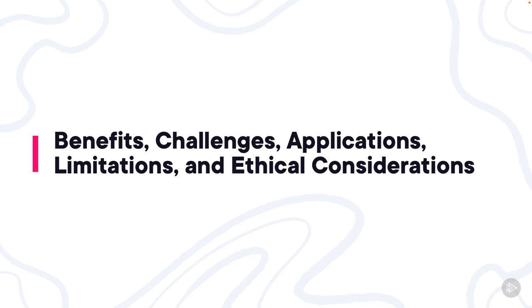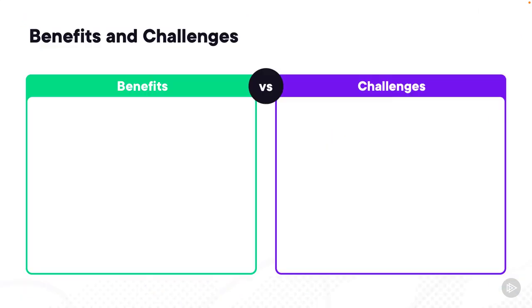Let's talk about a few important topics. There are several benefits of large language models, among which I can mention natural language understanding and generation. This is one of the main ones. LLMs enable machines to understand and generate human-like text, which enhances communication between humans and machines.